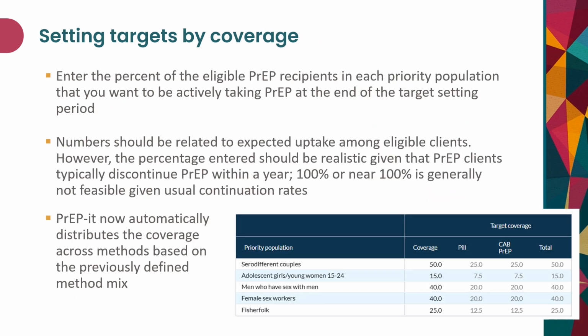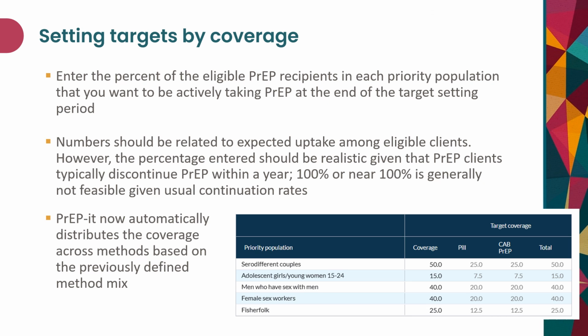When setting targets by coverage, enter in the percent of the number of potential users from each priority population that you want to be actively taking PrEP in the final month of the target setting period. Given what we know about continuation of PrEP, it's important to be realistic about what percent of the population will be taking PrEP at any given point in time, including at the end of the target setting period. The numbers entered should be realistic, and percentages close to 100% is generally not feasible.